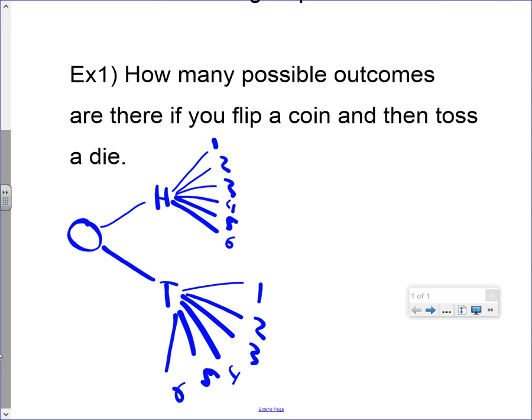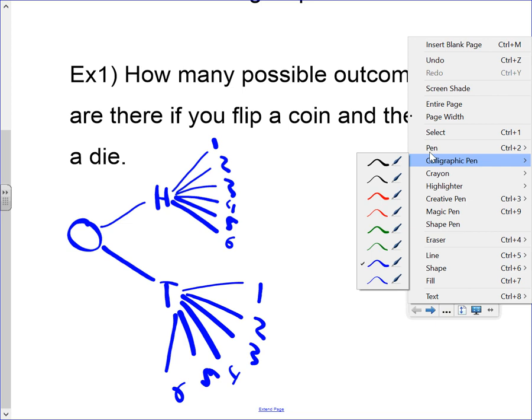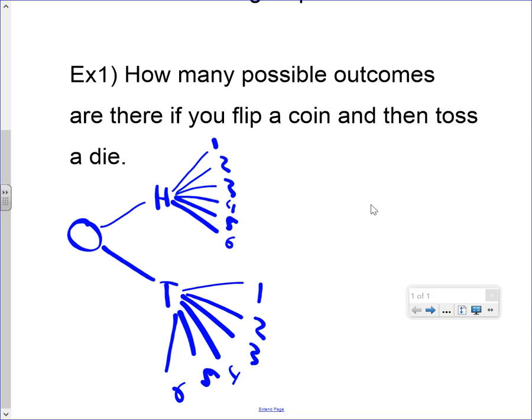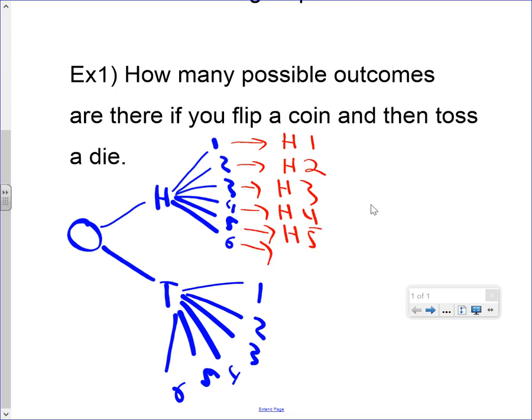So if I flip a coin and then toss a die, how many possible outcomes are there? Well, let's see. If I flip the coin and toss a die, one possible outcome would be me flipping the coin, getting a heads, and then rolling a 1. So this outcome would have been a heads and then a 1. The second possible outcome is flipping the coin, getting a heads, and then rolling a 2. This is getting a heads and then rolling a 3. This is getting a heads and rolling a 4. Heads rolling a 5. Heads rolling a 6.